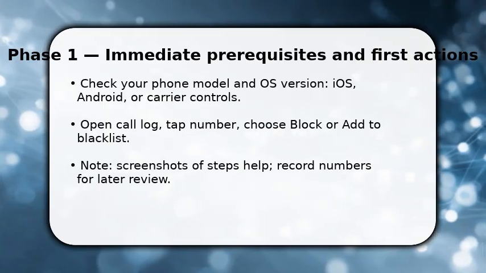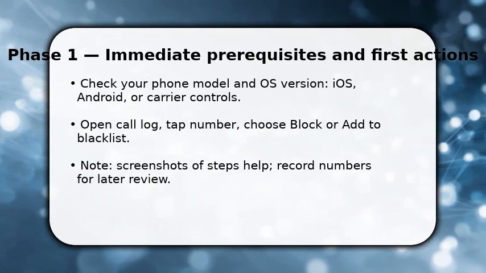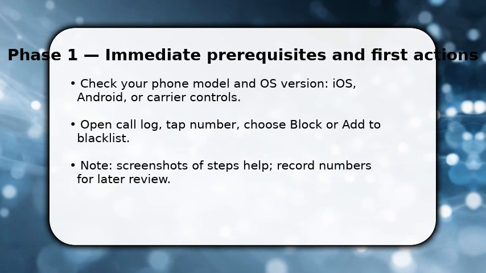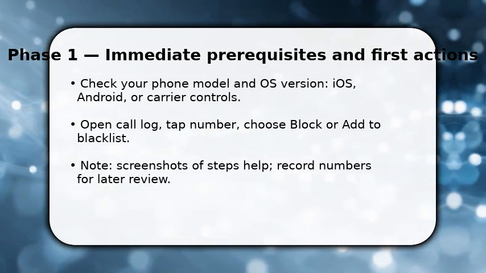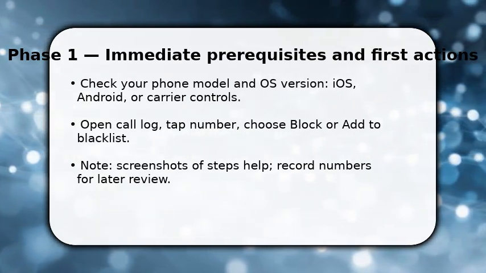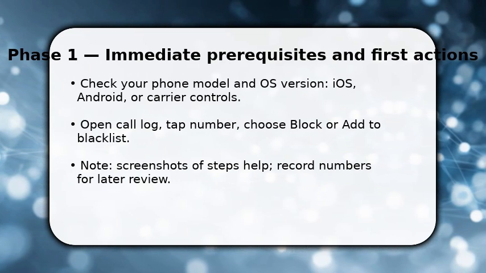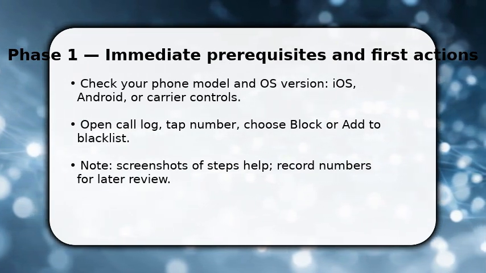You begin by confirming the essential prerequisites. Your phone model and OS version matter because settings differ. Once ready, open the recent calls list and locate the unwanted number. Press the info or menu icon, then choose block or add to blacklist. This directly stops that number.